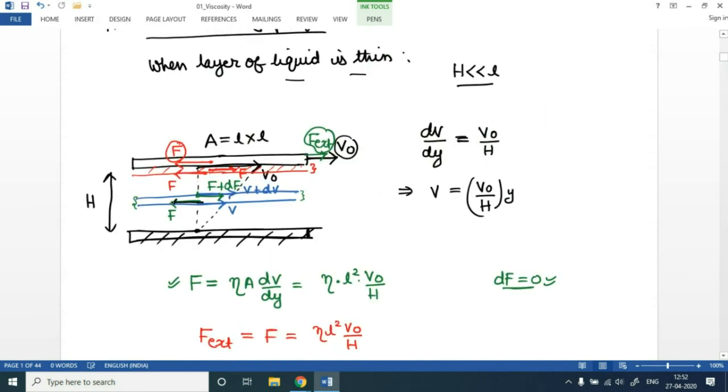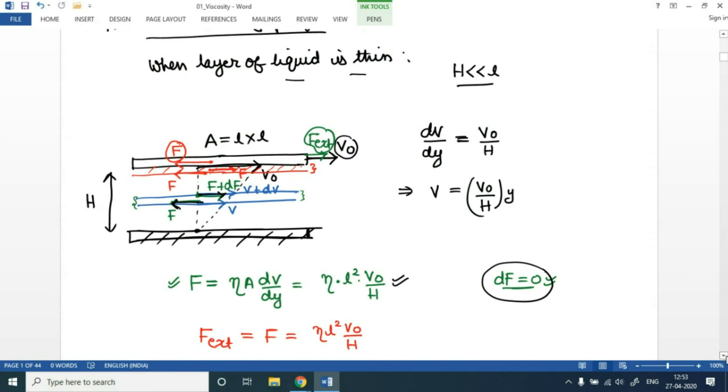Like in the diagram I showed you, in this diagram only, it is experiencing F due to the bottom part of the liquid. It is experiencing F plus dF in the opposite direction due to the upper part of the liquid, since the net force on it has to be equal to 0. So dF is equal to 0. That is what we expect, and that gives rise to a linear velocity profile. And here, as you can see, we have got force as constant, meaning it is not varying with respect to y. F is independent of y.